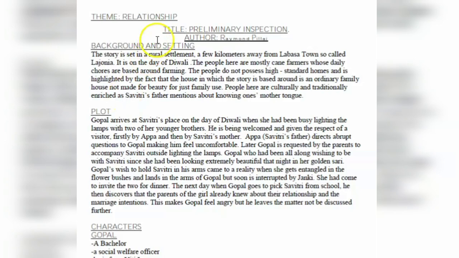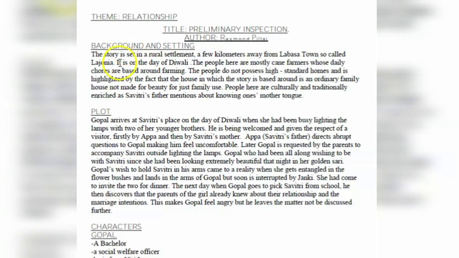Okay, let's start off with background and setting. Remember students, background and setting both mean different things. Setting is the physical place that the story takes place, and the background is the social or cultural or even the religious event that is happening. So in our story, you'll find both the setting and the background.